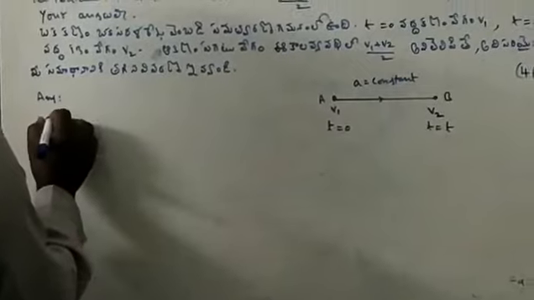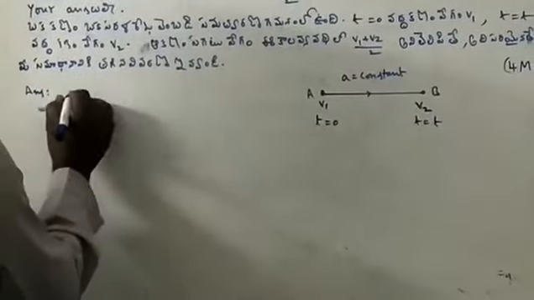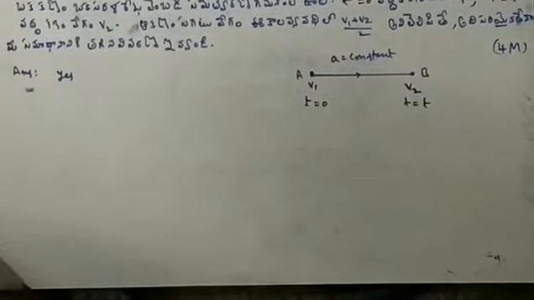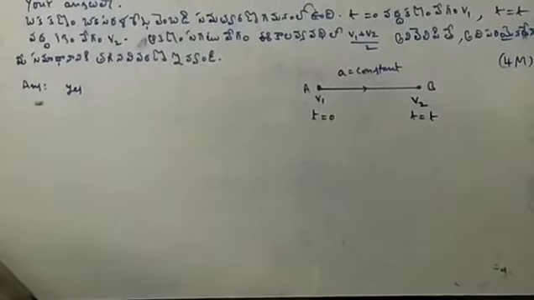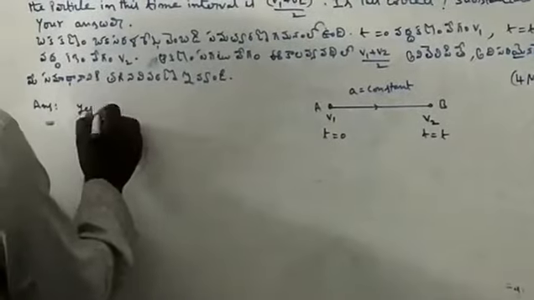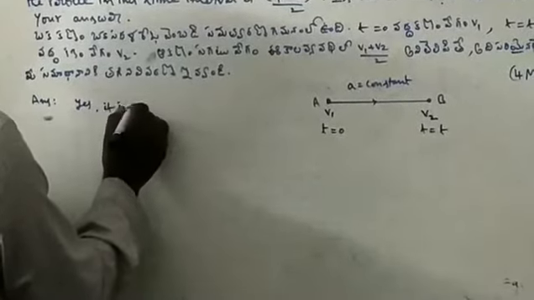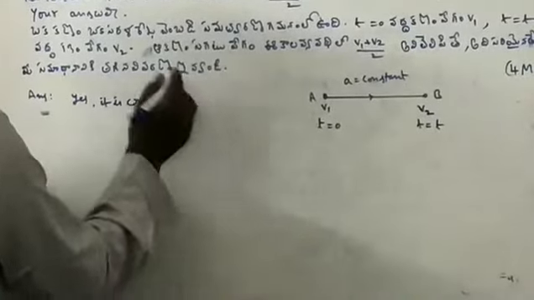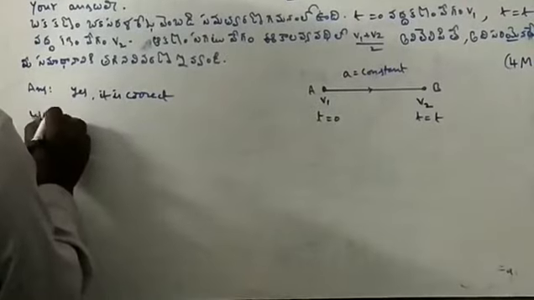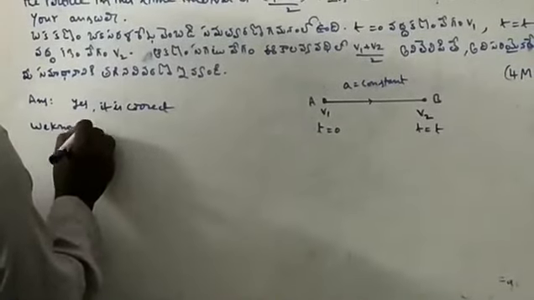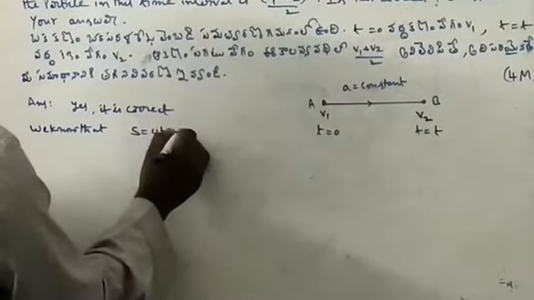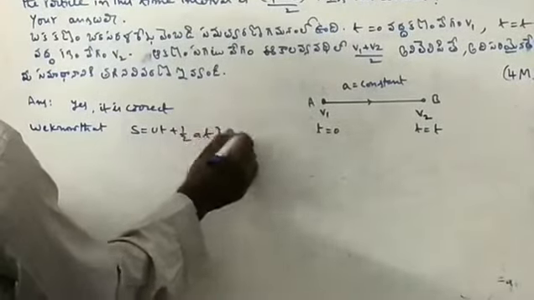We know that, answer: Yes. The particle moves in a straight line with uniform acceleration. Yes, it is correct. This is a correct statement. We know that S is equal to ut plus half at square, the second equation of motion.